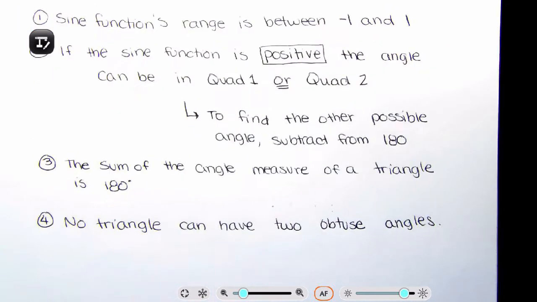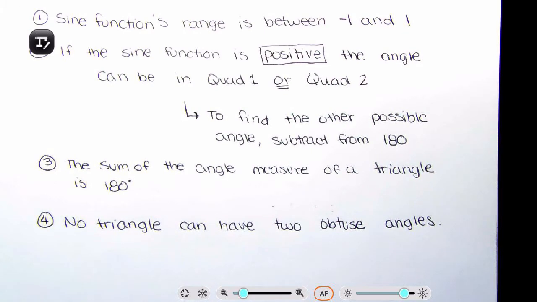Another thing to recall, we kind of already went through this: the sum of the angle measures of a triangle is 180. So you take all 3 angles of a triangle, it doesn't matter what type of triangle, and they will equal 180 degrees. And number 4, you have to keep in mind that a triangle cannot have two obtuse angles. An obtuse angle is an angle greater than 90 degrees. So if you have an obtuse angle, if the angle is greater than 90 degrees, then you're done.